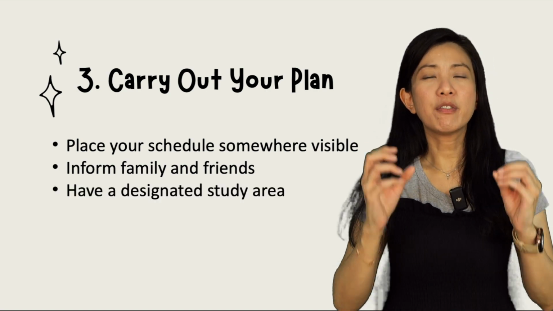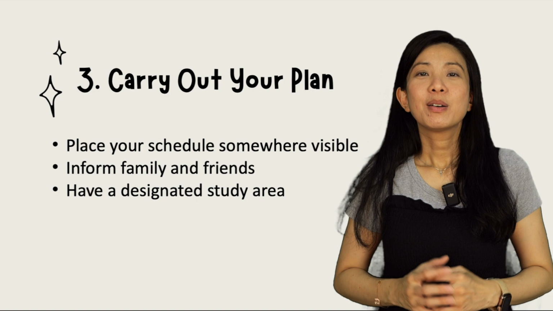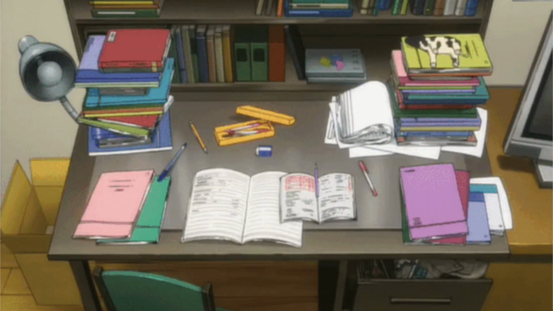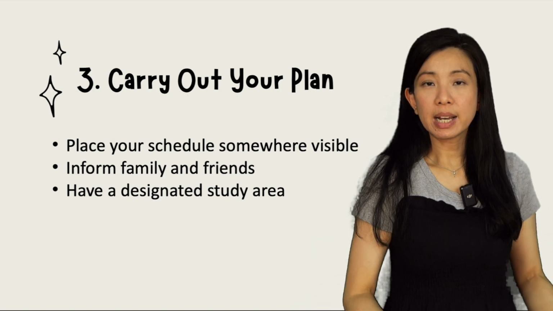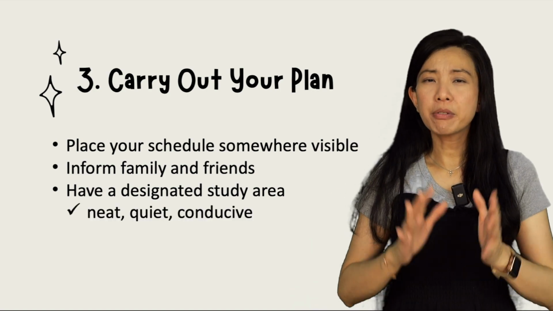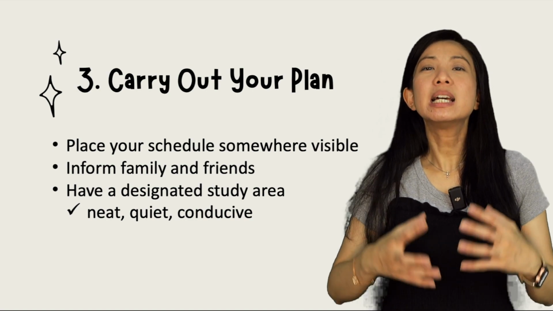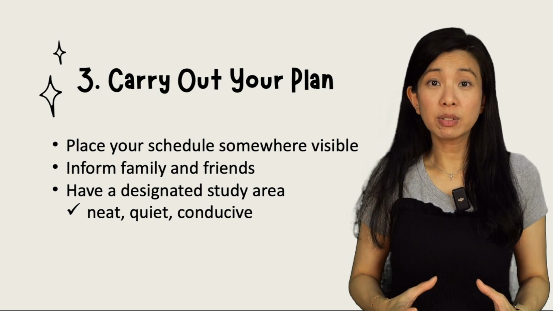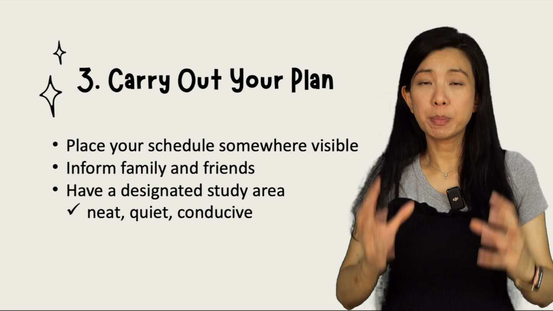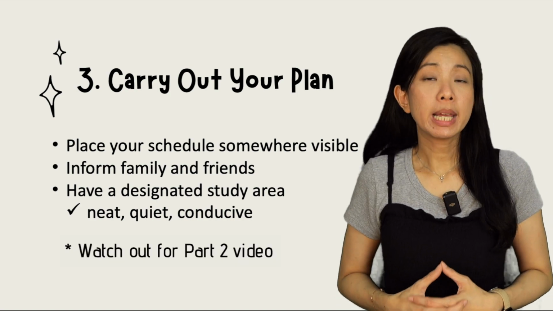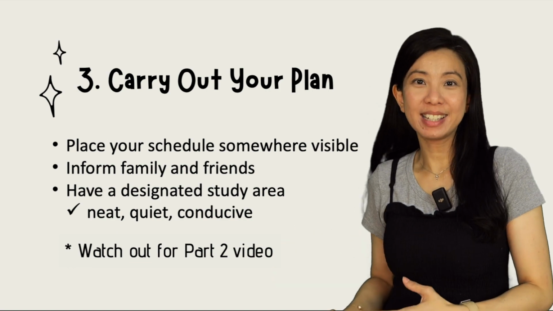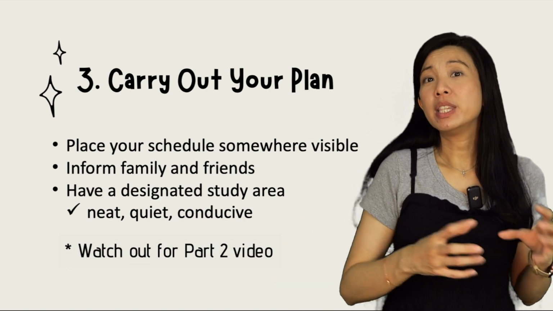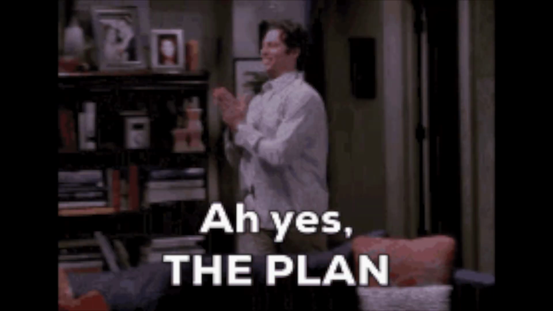And make sure you have a designated study area. Why you need to have this is because you would already have all your notes and worksheets organized neatly there, so it's easier for you to just go there and sit down and start studying. And make sure the area is also quiet, basically a conducive area for you to sit down and focus on your revision for a period of time. Do watch out for my next video, because in that video we're going to look at how to actually study. So we're going to expand more on this third part of carrying out your plan.